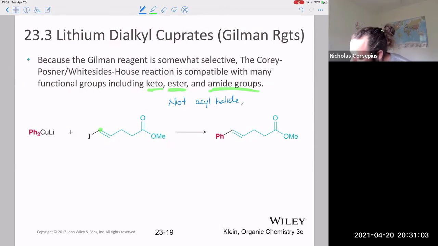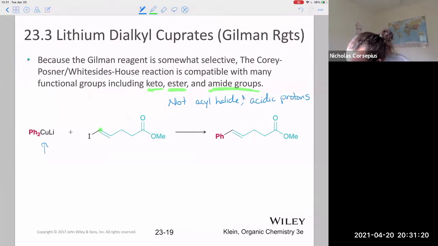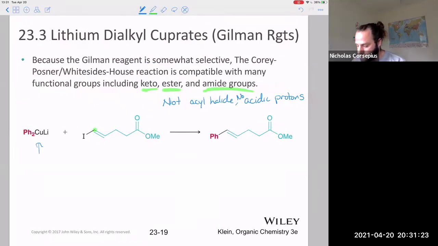You also can't have any acidic protons. So it can't be a carboxylic acid or an alcohol. Those will react because this can still play the role of a base. No acidic protons.